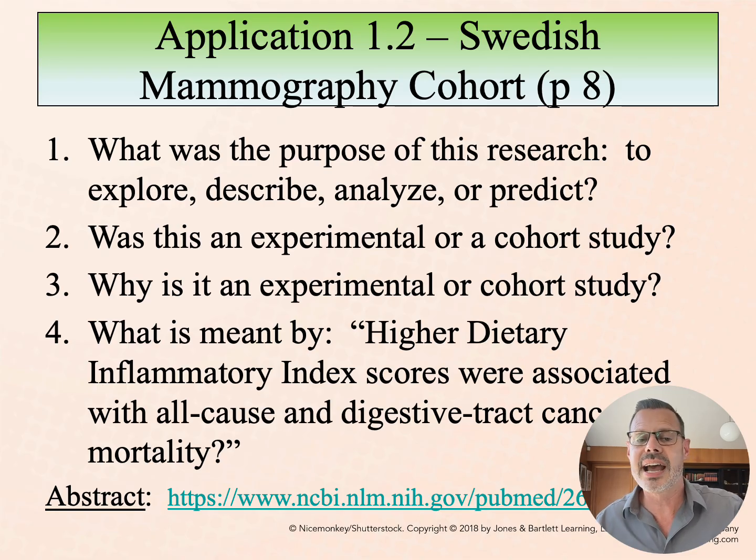Read the article, read the abstract. What was the purpose of the research? Was it to explore, describe, analyze, or predict? Was it experimental or a cohort study? Why was it an experimental or cohort study? And what did they mean by higher dietary inflammation index scores were associated with all-cause and digestive tract cancer mortality? So I encourage you to stop, take a look at page 8, see if you can answer those questions.